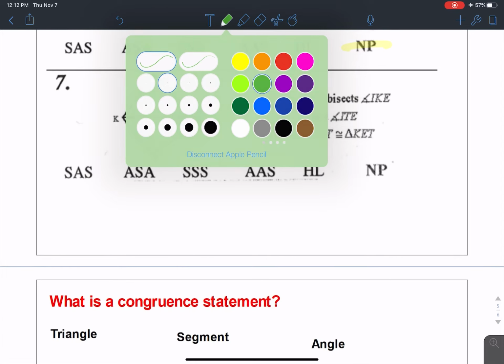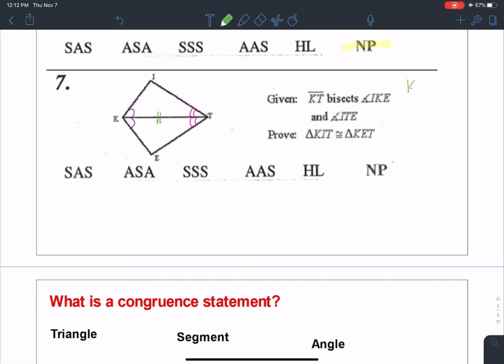And then again, they're sharing that side here, KT. So KT is congruent to KT by reflexive property.